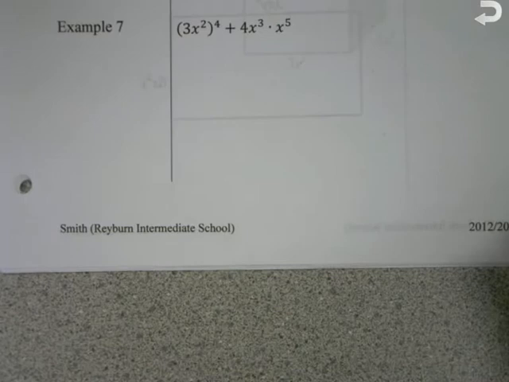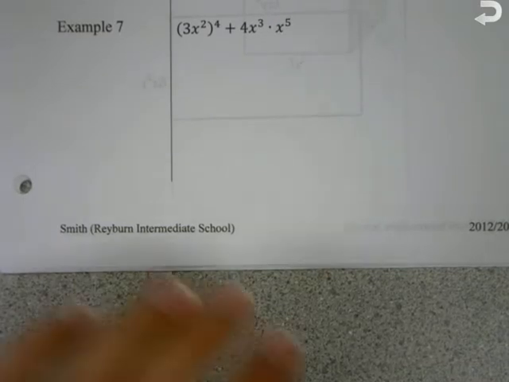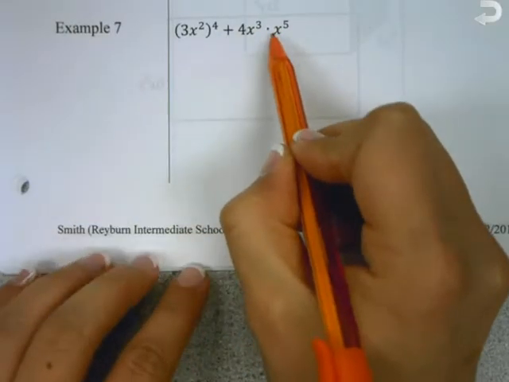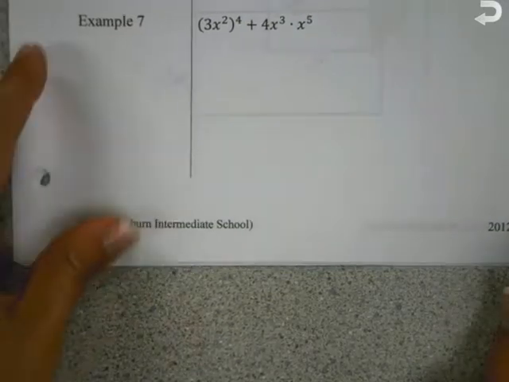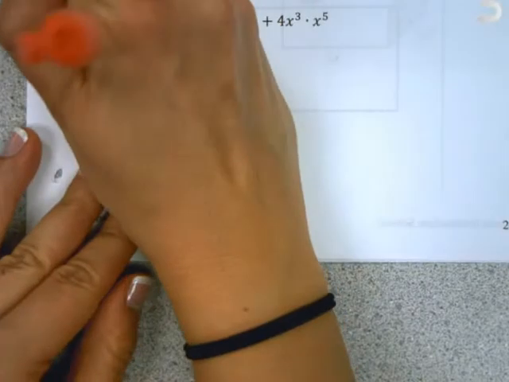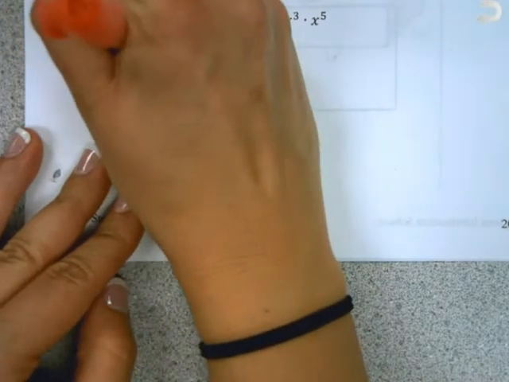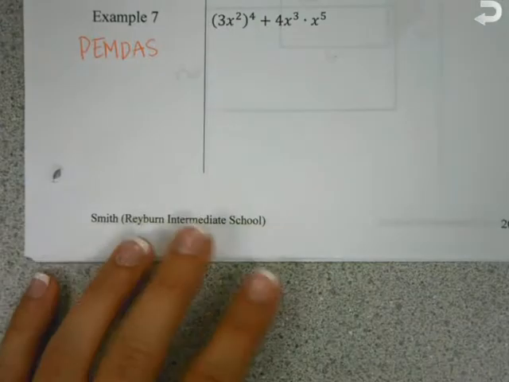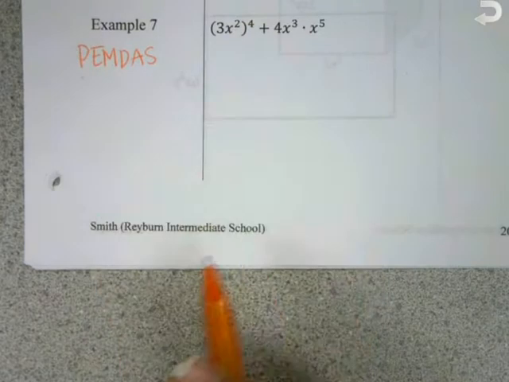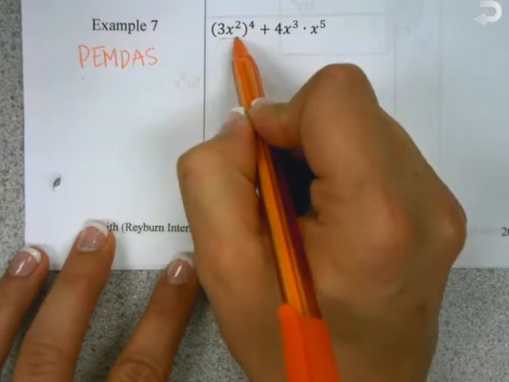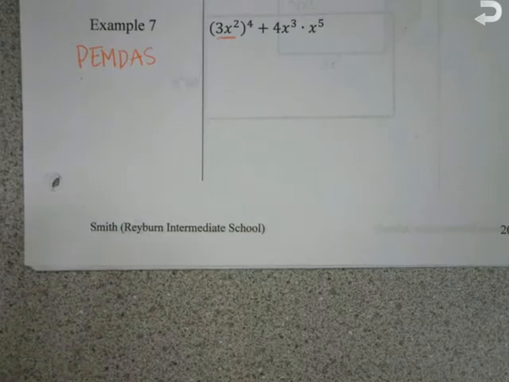Alright, so what I want you guys to do, right under where you wrote example 7, will you write PEMDAS, the order of operations? Because order of operations always applies, it never goes away. So, P stands for parentheses. I see a parentheses here. Can we do anything inside of it? No, so we move on to exponents. Do you see any exponents? Yeah, where do you see it? Everywhere, but where do you see something that we can do? This one right here. 3x squared to the 4th power. So distribute that exponent.